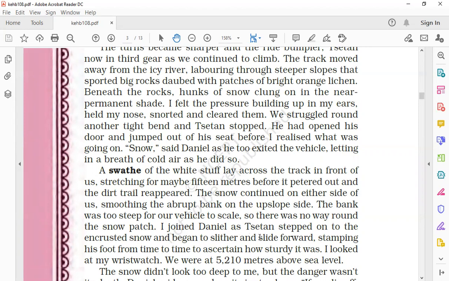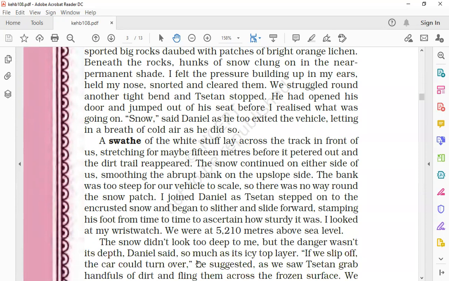I joined Daniel as Sitan stepped on to the encrusted snow and began to slither and slide forward, stamping his foot from time to time to ascertain how sturdy it was. I looked at my wristwatch. We were at 5,210 meters above sea level.